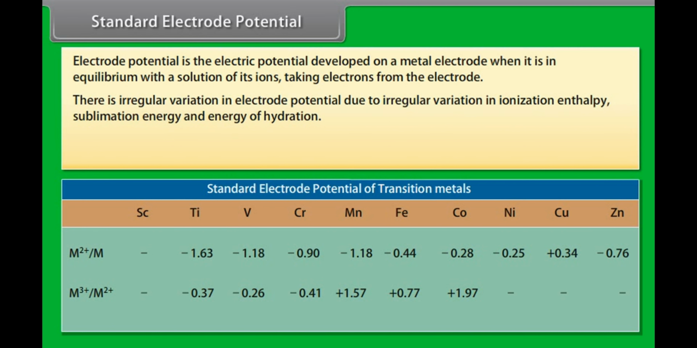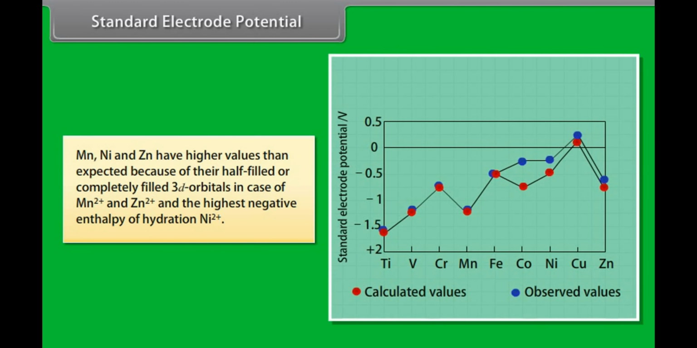There is irregular variation in electrode potential due to irregular variation in ionization enthalpy, sublimation energy, and energy of hydration. The E0 value decreases from left to right across the series. Manganese, nickel, and zinc have higher values than expected because of their half-filled or completely filled 3d orbitals in the case of Mn2+ and Zn2+, and the highest negative enthalpy of hydration for Ni2+. Reducing properties.